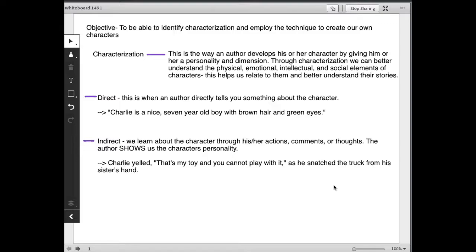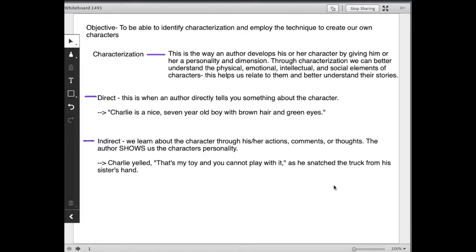Before we talk specifically about creating our own characters, we are going to talk about that concept of characterization first. Then we're going to talk about how to determine the difference between direct and indirect characterization, do a little practice with that, and then you'll do an activity to create your own character.